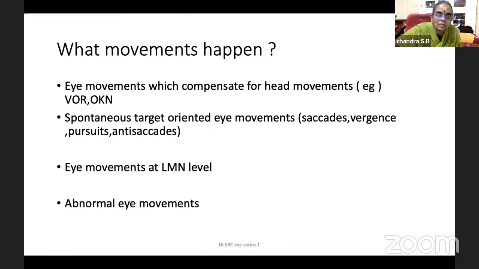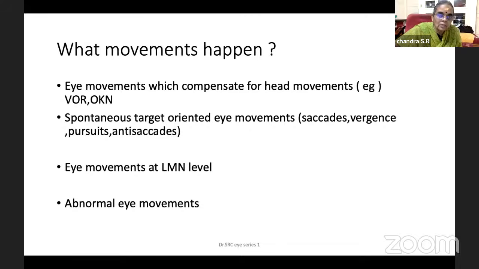What is an anti-saccade? It is moving the eye away from something. Supposing you see some very dangerous thing which you don't want to see. So voluntarily, using the frontal attention system, we will move the eye away from that. You see blood or you see something which is very uncomfortable for you, you do anti-saccades.